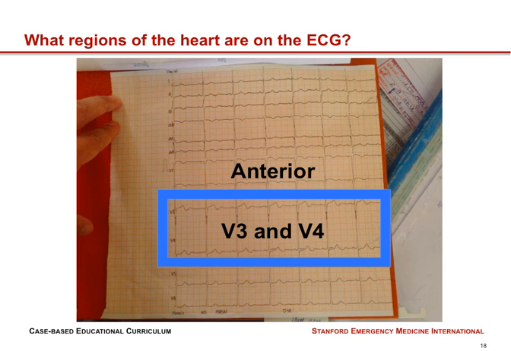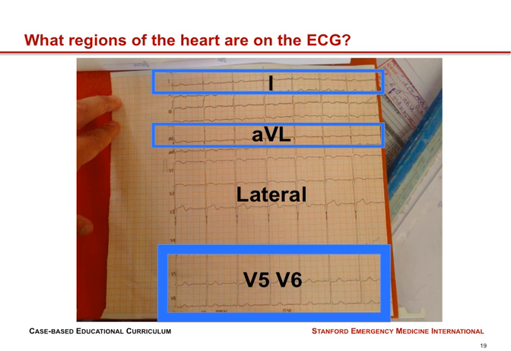V3 and V4 are part of the anterior sections of the heart. The electricity coursing through these regions is coursing through the anterior portions of the heart. I, AVL, and especially V5 and V6 are associated with the lateral sections of the heart, typically associated with the left side of the heart.